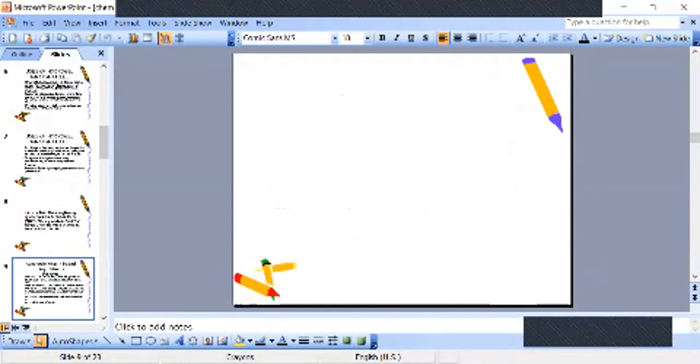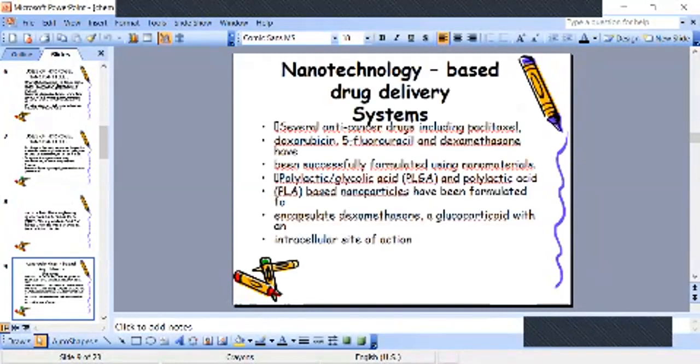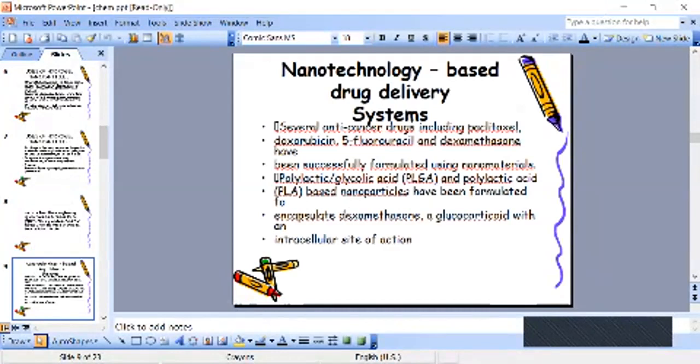Now we shall discuss nanotechnology-based drug delivery systems. Several anti-cancer drugs, including paclitaxel, doxorubicin, and dexamethasone, have been successfully formulated using nanomaterials. Polylactic-co-glycolic acid (PLGA) and polylactic acid (PLA)-based nanoparticles have been formulated to encapsulate dexamethasone, a glucocorticoid with an intracellular site of action.